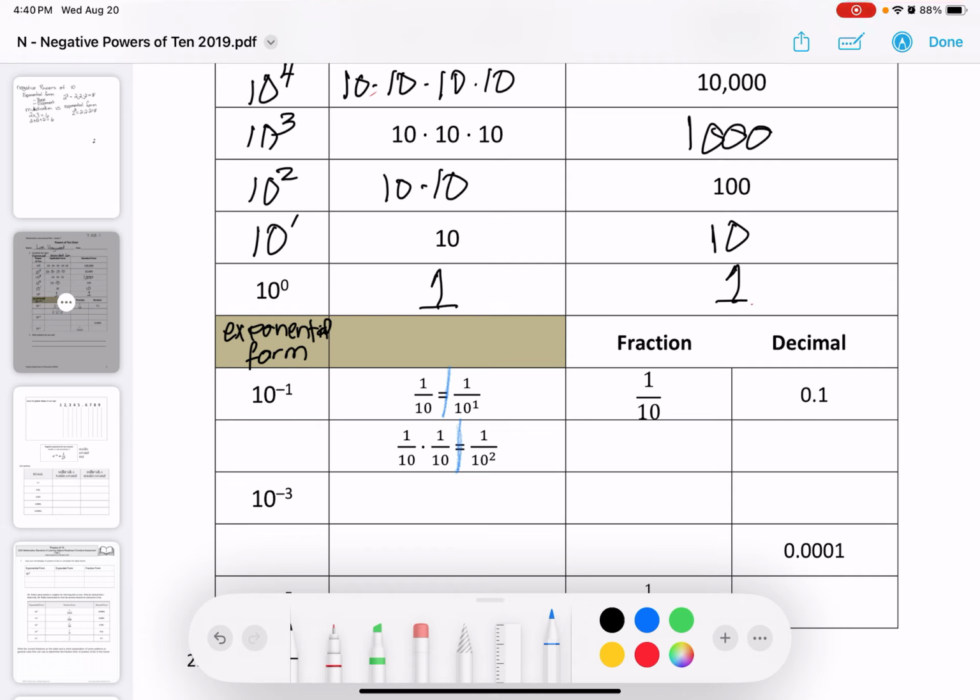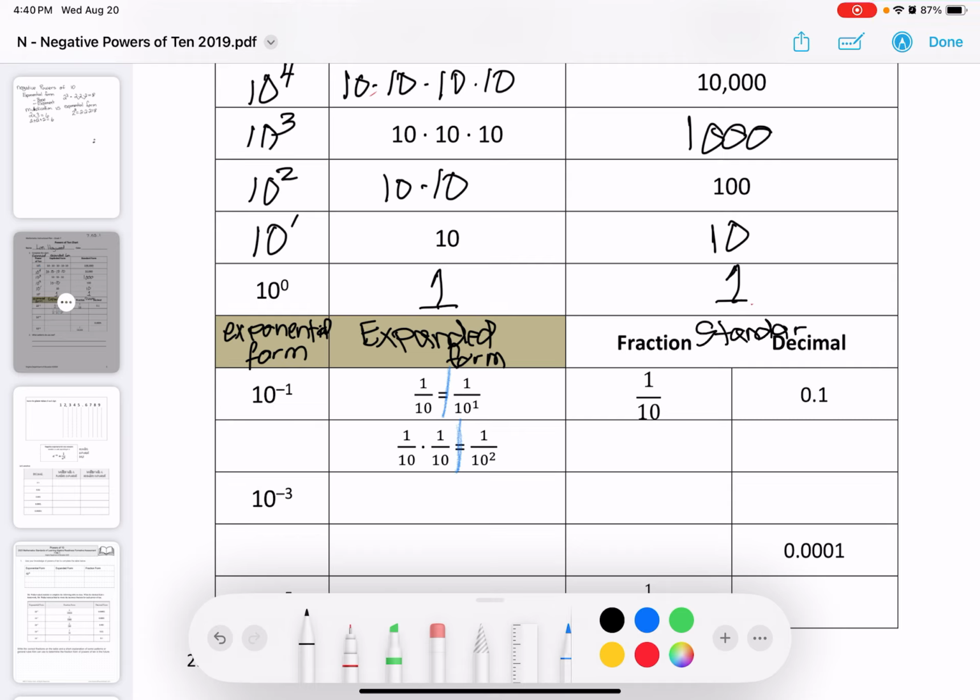Here's our expanded. And these are our standard form. So as a fraction, 1 over 10 is just that, 1/10. As a decimal, it is 0.1. So again, we're going to look at our exponent, which is a negative 1.